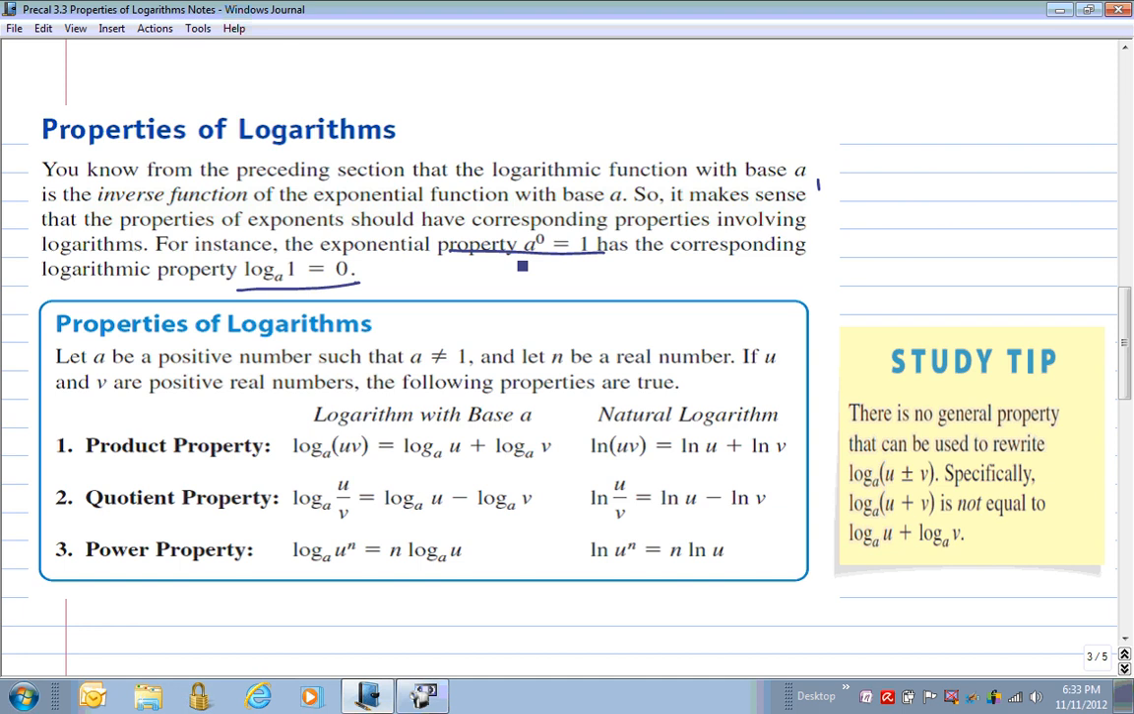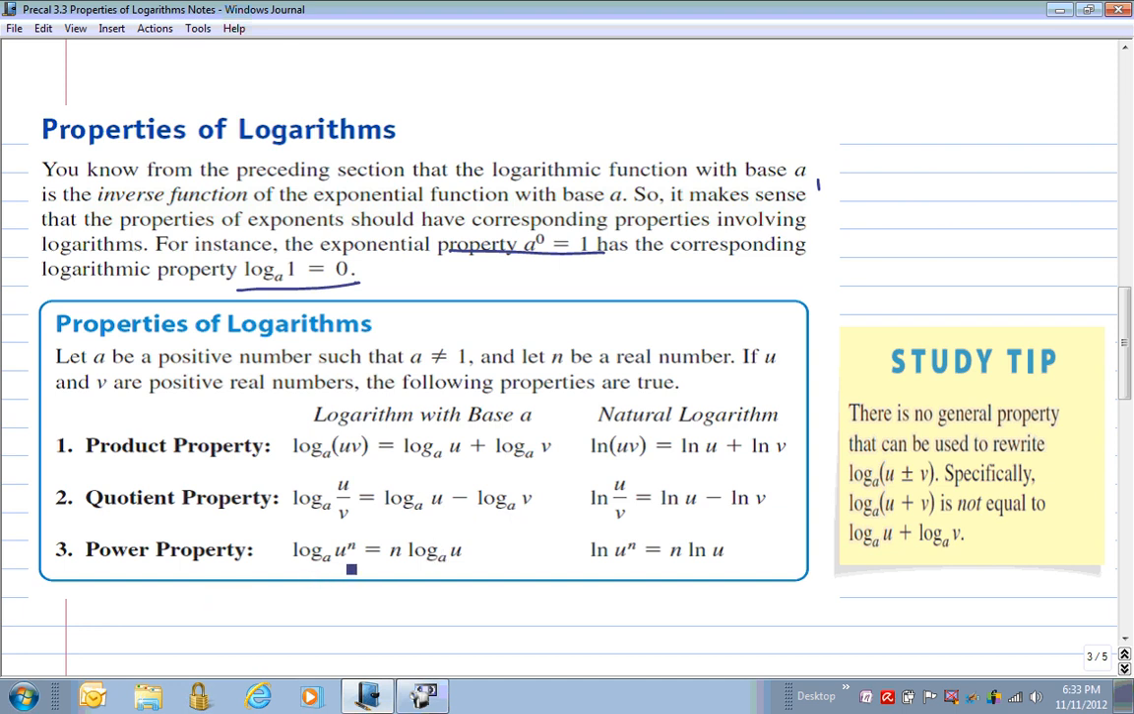The definition is here, and then the product property. Of course, if we have base a and we're multiplying u and v, then we could expand that. These are all expanded. We can make it log base a of u plus log base a of v. We did do this last year in Algebra 2, so it's the second time you're seeing it. Again, the natural logarithm version would be ln u plus ln v. For our quotient property, of course, the inverse of division then would be subtraction, and so we would have log base a of u minus log base a of v.